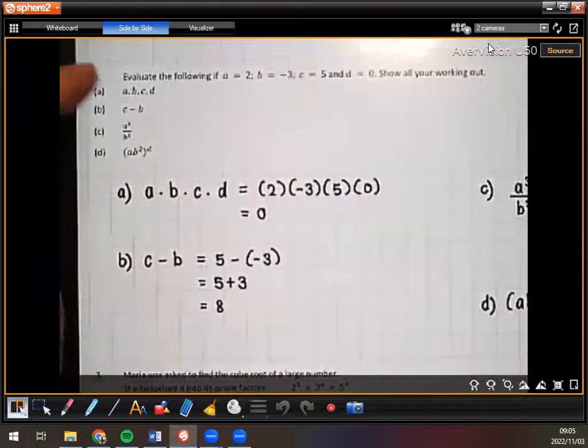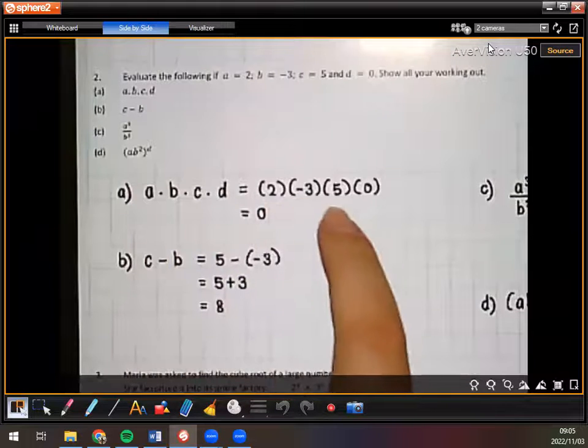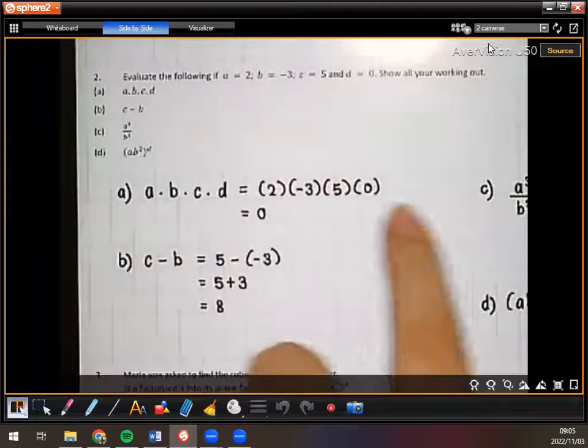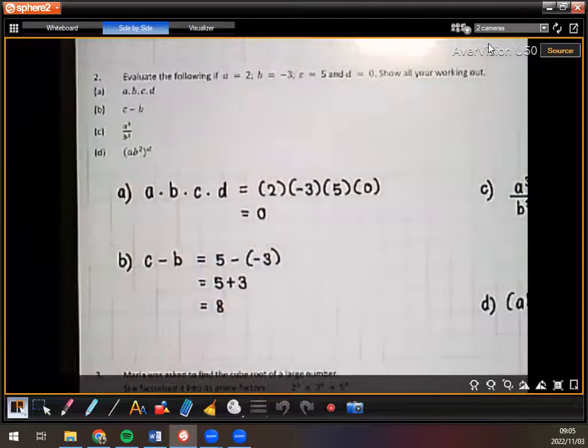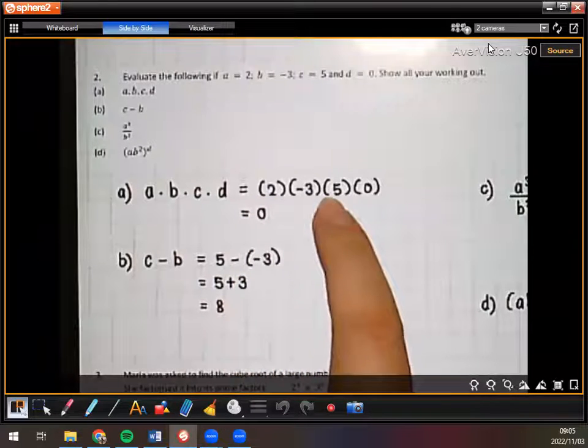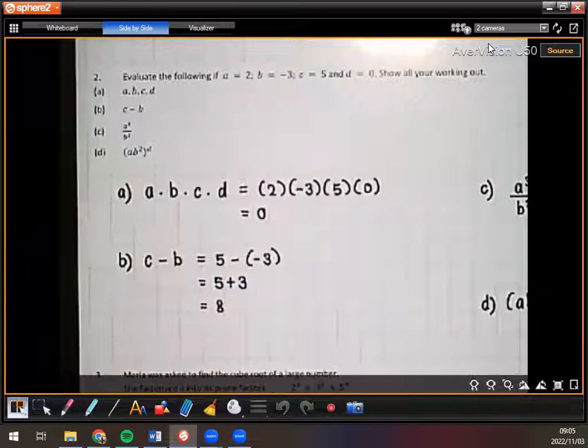So if it's an A and a B and a C and a D, what are we doing with those variables at first? We're multiplying. Okay, so your first step is to figure out what's going on in the expression. Next step is going to then take the values that they've given you. They tell you A is 2, B is -3, C is 5, and D is 0. You're going to write those values in your expression.